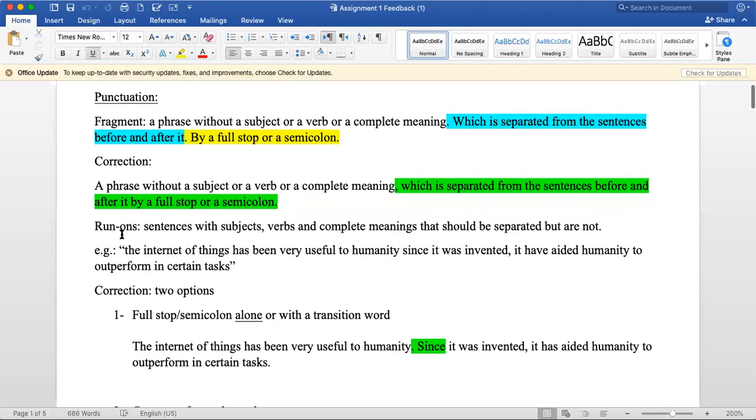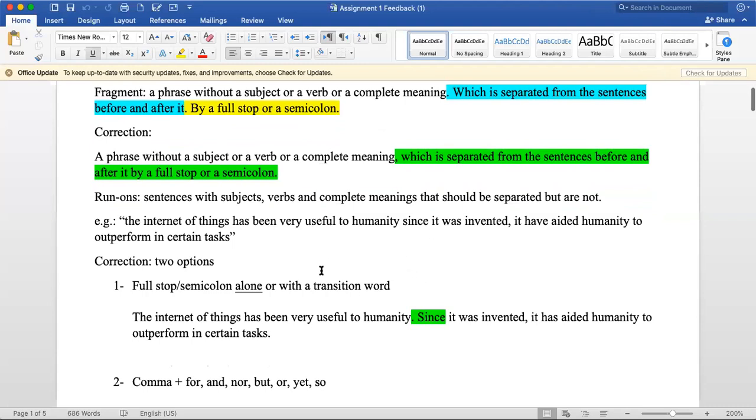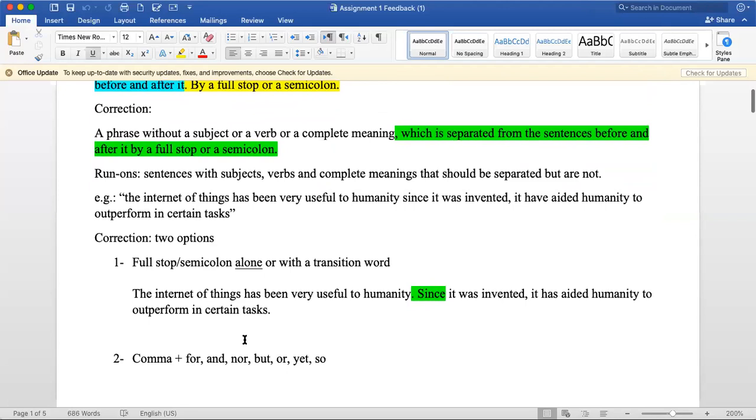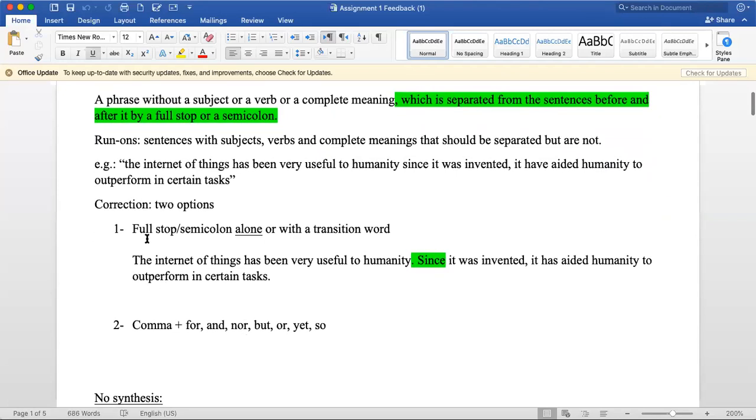The second problem, which is the opposite one, was run-ons. What are run-ons? They are sentences that keep running and running without any full stop. And most of you had this problem. Let's see an example. "The Internet of Things has been very useful to humanity since it was invented. It have evaded humanity to outperform in certain tasks." Of course, here we also have "it have", but the most prominent problem is that we needed to have a full stop. So how do we correct this mistake? We have two options, either a full stop or a comma. So this is an example: "The Internet of Things has been very useful to humanity." Full stop. "Since it was invented, it has..." and so on.